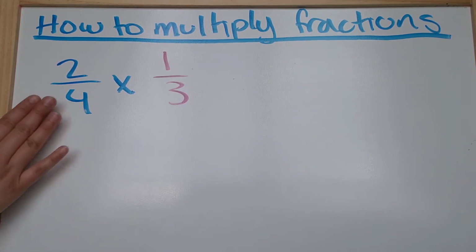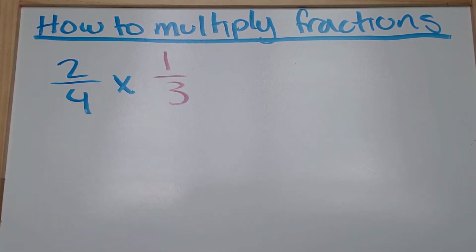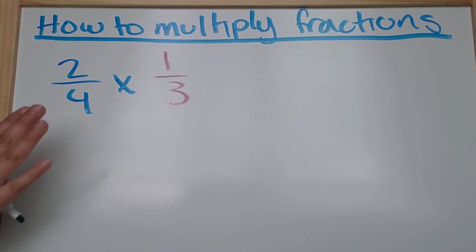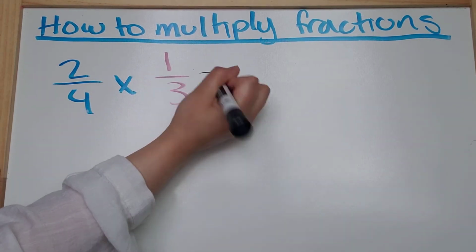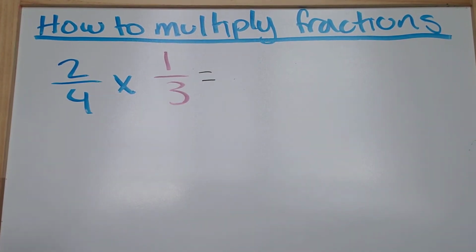So I have 2/4 times 1/3, and this is extremely interesting. So pay close attention because even though multiplying fractions is actually rather easy, the whole understanding behind it is a little bit confusing to explain. We have 2/4 times 1/3, and we do not need common denominators for this because you're actually going to be creating a whole new denominator.